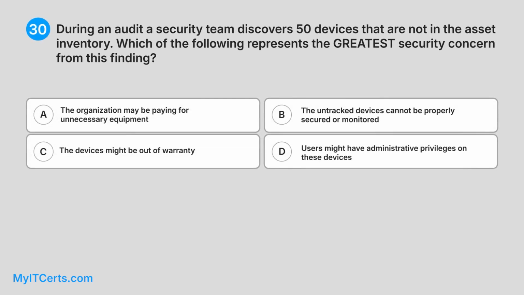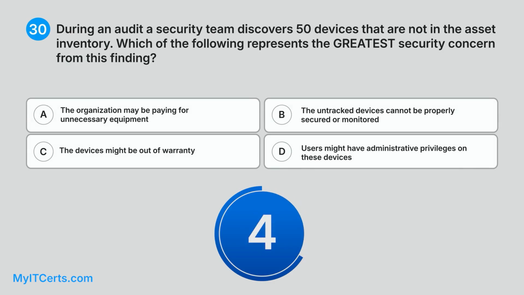(30) During an audit, a security team discovers 50 devices that are not in the asset inventory. Which of the following represents the greatest security concern from this finding? A. The organization may be paying for unnecessary equipment. B. The untracked devices cannot be properly secured or monitored. C. The devices might be out of warranty. D. Users might have administrative privileges on these devices. Can you guess the answer?